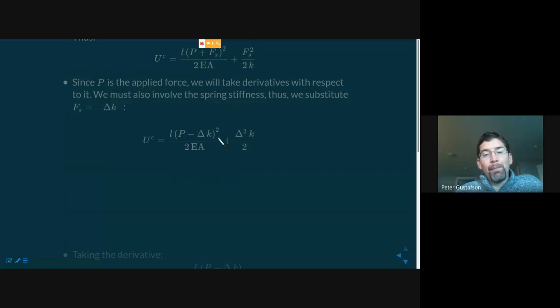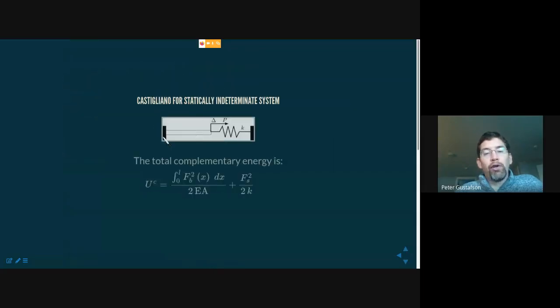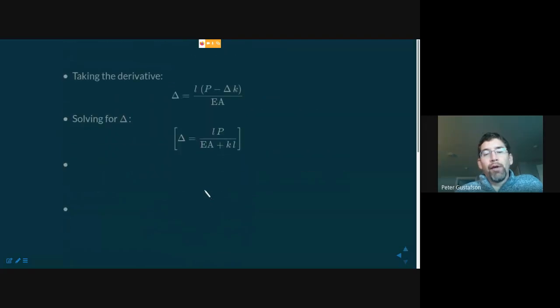We could, of course, do the opposite sanity check, and that's to ask, what if we took the bar away and only applied the spring? That's like saying E is equal to 0 rather than K. If we check this, setting E equal to 0, you get PL over KL, so you cancel the L's, and you get P over K, and that is the deflection associated with a spring. So that checks out. Both of those limits check out, and we can have fairly high confidence that this answer is correct.